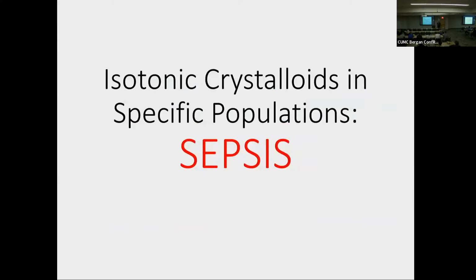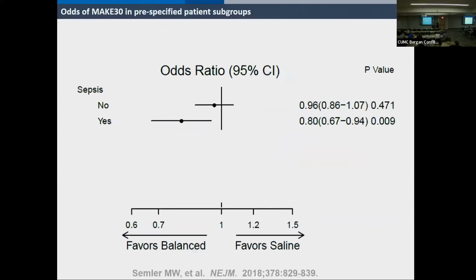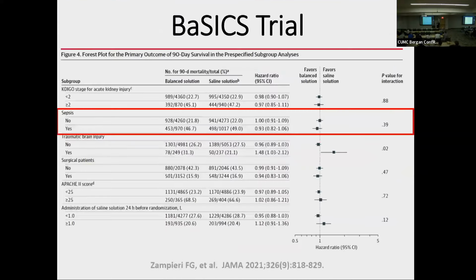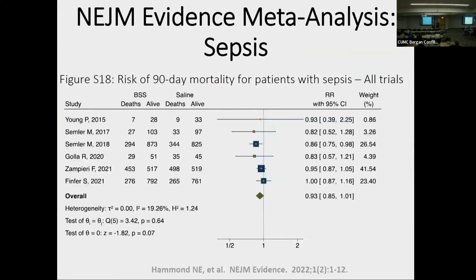All right, let me explicitly show you sepsis data. So here's sepsis data. I blew up our sepsis. Here's sepsis from SMART, yes and no. You can see it's on the side of favors balanced. Here's basic sepsis, yes or no, kind of on the side of balance, but clearly crosses one. And then the meta-analysis for just sepsis, a bigger difference than all comers.